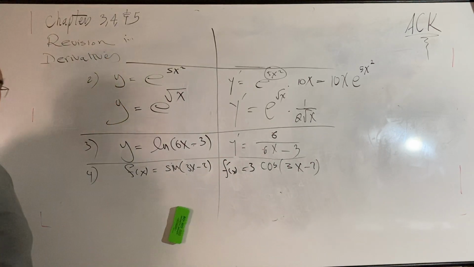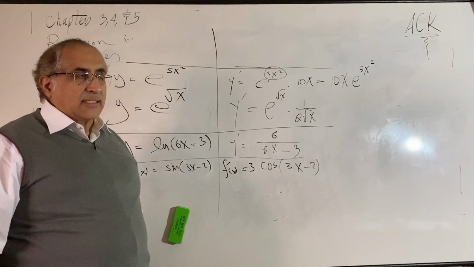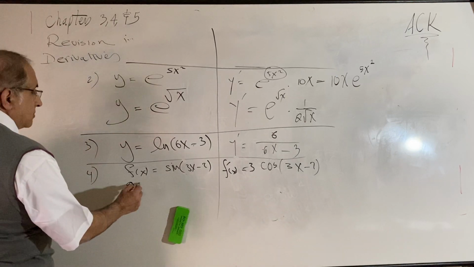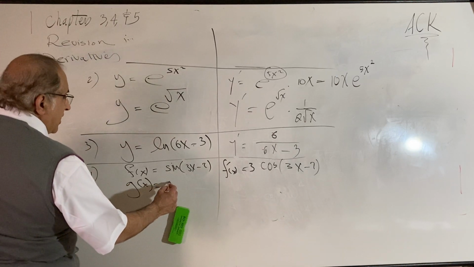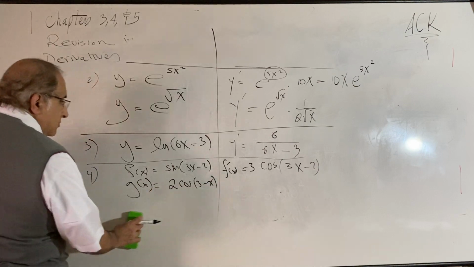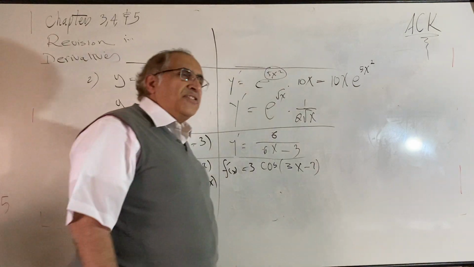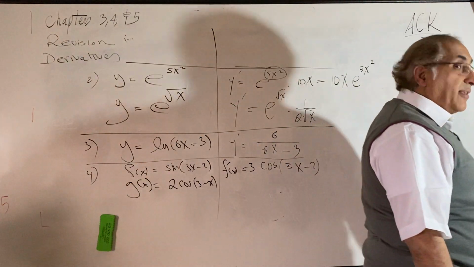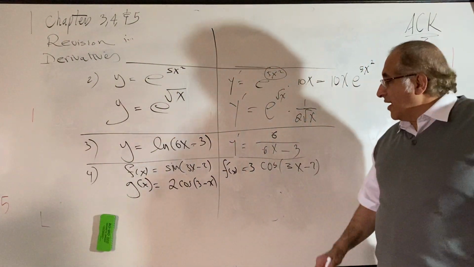Because if anybody did the opposite, even if you wrote it, I will not accept. How about if I say f of x equals 2 cosine of 3 minus x? Quick question, what is the angle? Exactly, 3 minus x. So the angle stays.